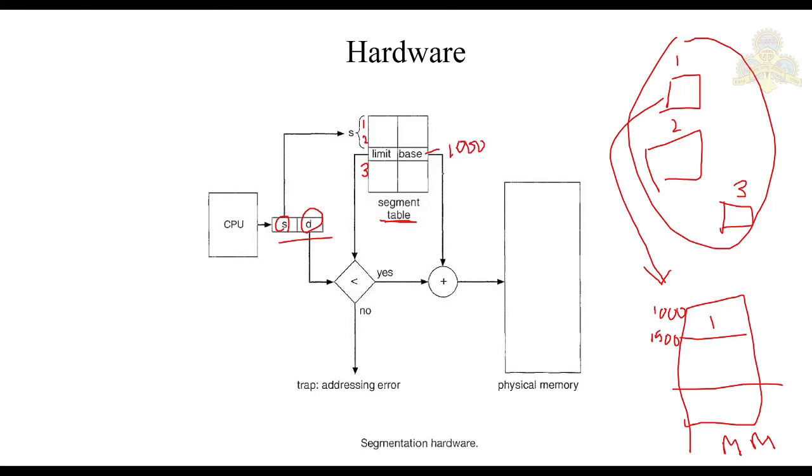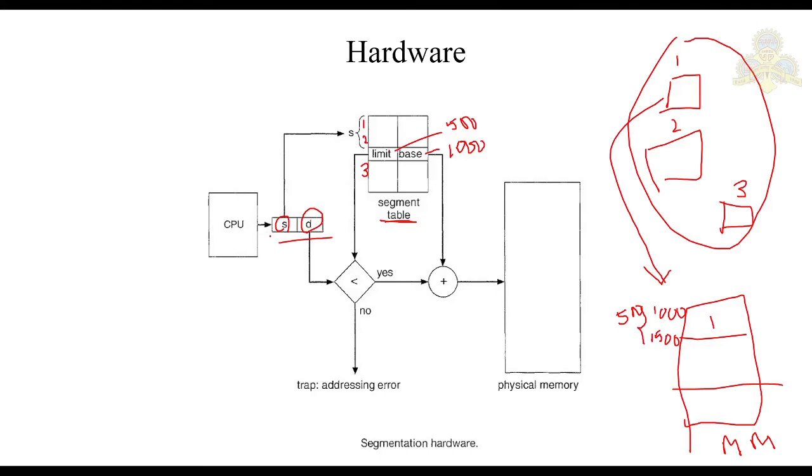Now what is limit? Limit is the range of this particular segment. Suppose 1500 minus 1000, that is 500. So this limit is the value 500. I'll repeat once again. The segment table will have the segment number as the index, and it contains two parts, limit and base. Base is the starting address of that particular segment in the main memory, and limit is the actual size or the limit range of that particular segment in the main memory. Now I'll come back to this diagram.